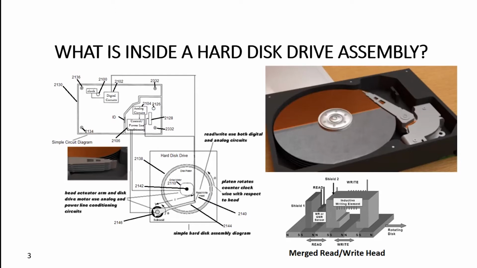On the left here is a circuit diagram of this. Basically it shows all the hardware, including analog circuits, digital circuits, a clock, and a control for the power and everything. And then there's a little image here where I've blown up what the head actuator arm looks like in your hard drive. You'll see it's a stack of them because you have several of these disk platens, as they're called, in your hard drive.